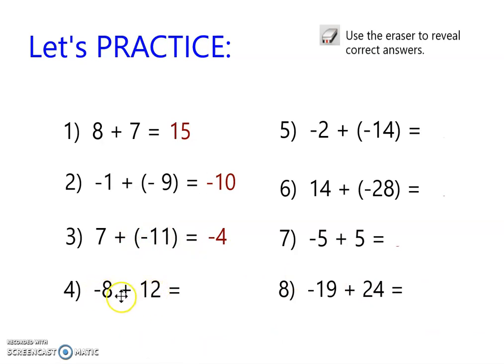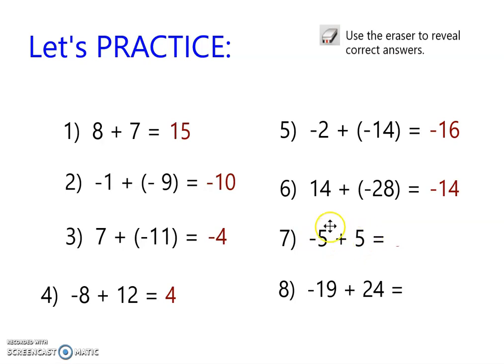Negative 8 plus 12, two different signs, so subtract. 12 minus 8 is 4. Which sign am I going to keep? 12 is bigger, so I'm going to keep the positive 4. Next one, two negatives, negative 2 and negative 14, I'm going to add them up. That is going to get me negative 16. I keep that sign. Two different signs, I subtract. 28 minus 14 is 14, but which sign is it going to be? 28 is bigger, so it's going to be a negative 14.